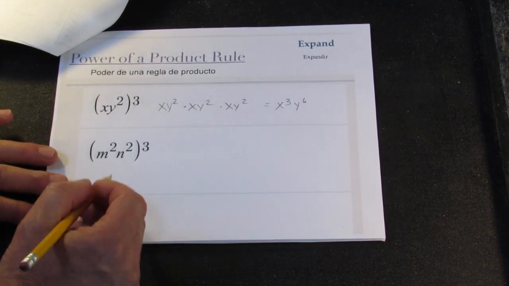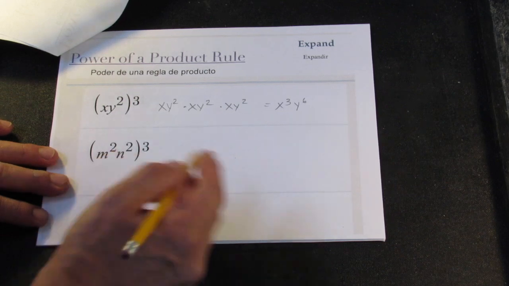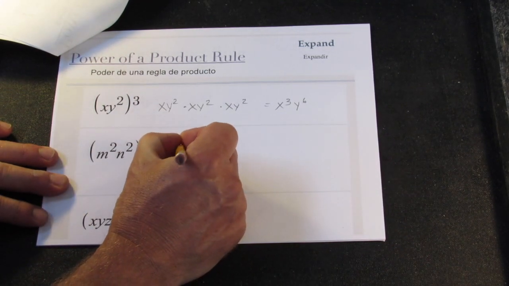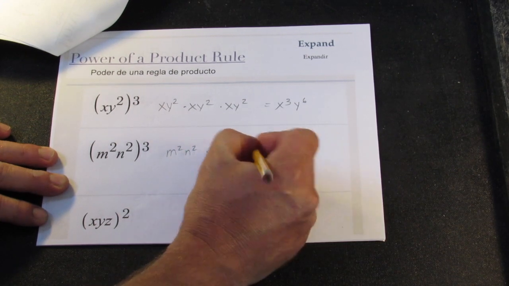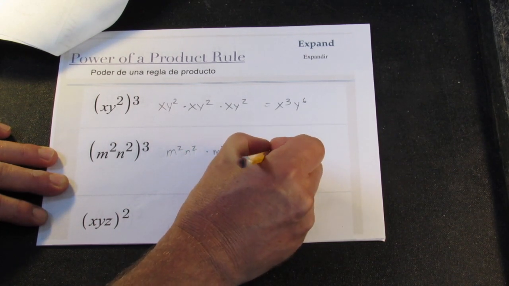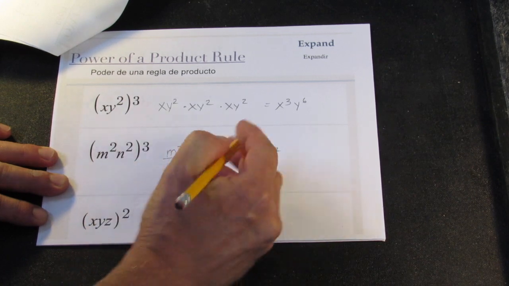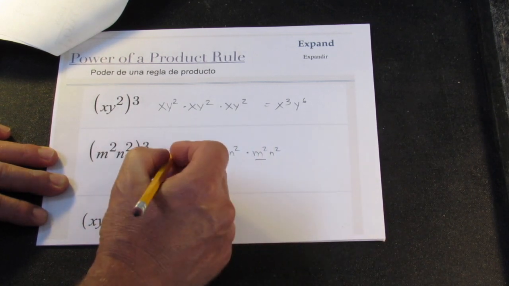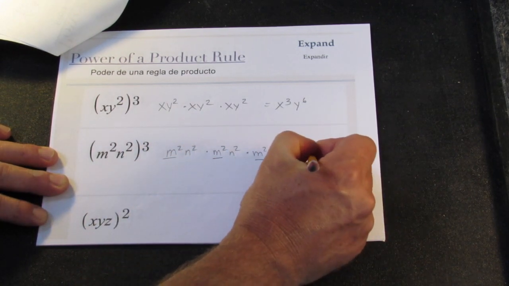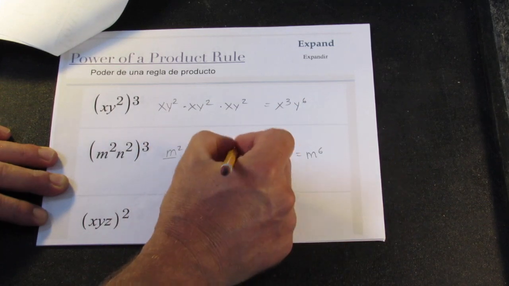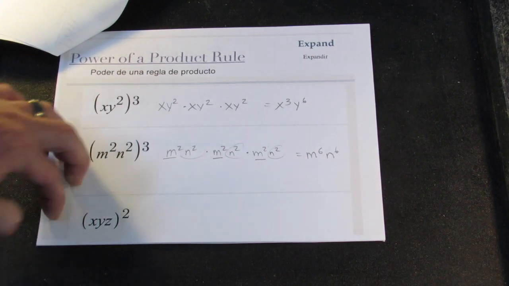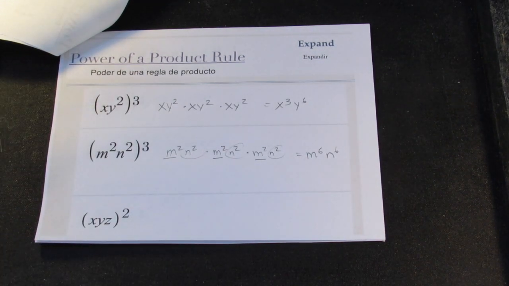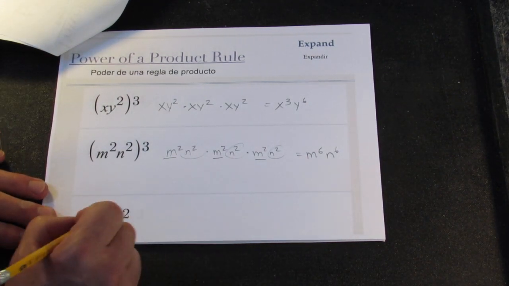Again, I'm confident most of you can learn that pretty quickly. Let's try that again here. We'll expand. M squared n squared times m squared n squared times m squared n squared. Look at my like bases. M, and m. 2, 4, 6. My n's. 2, 4, 6 also. Pretty simple stuff. Let's try it here.